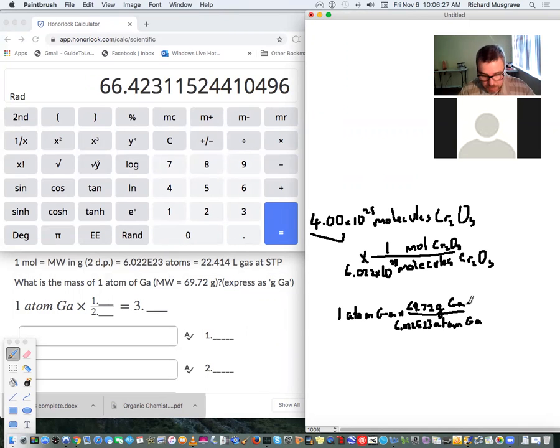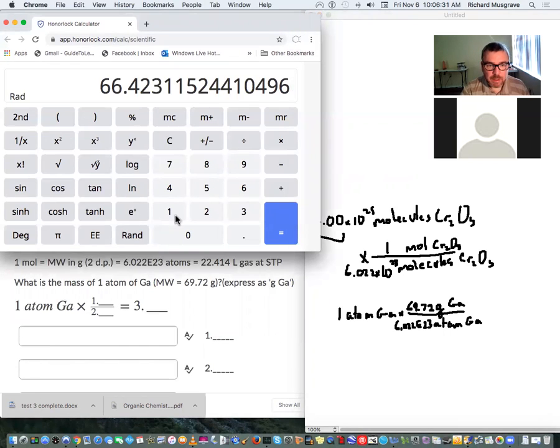So what I would do then is go ahead and plug that into, again, the on-a-lot calculator. I'm going to clear that out. 1 divided by, well, no, actually, I'm going to ignore the 1. Let's ignore the 1. So 69.72 divided by 6.022 EE23, and that comes up with our answer. We're expecting something pretty small.